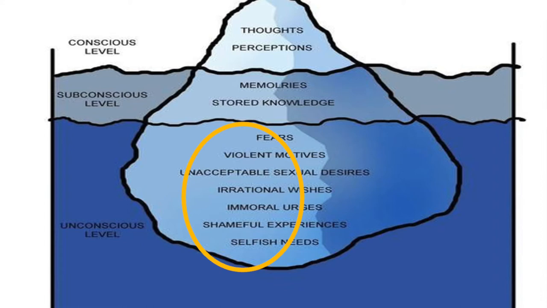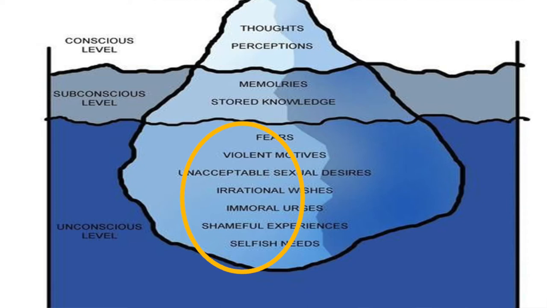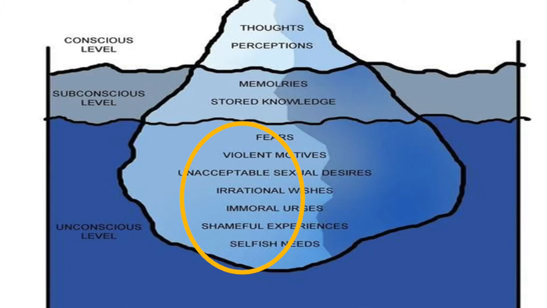And one evident example is our breathing. We don't have to pay attention to our breathing, and we don't have to be conscious about our heartbeat. Everything is done virtually automatically. So let's define what is consciousness.